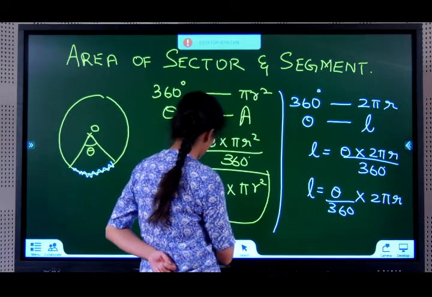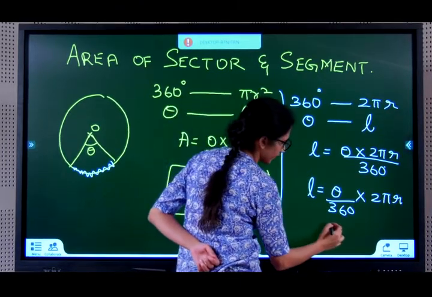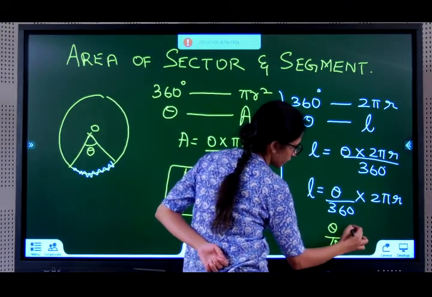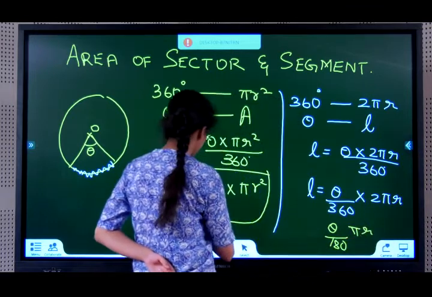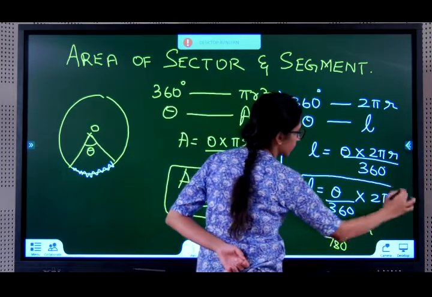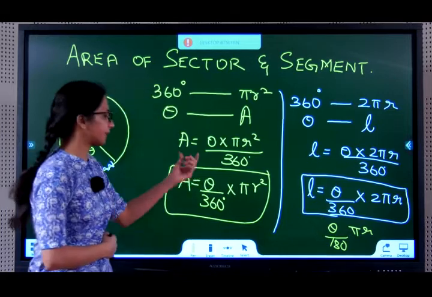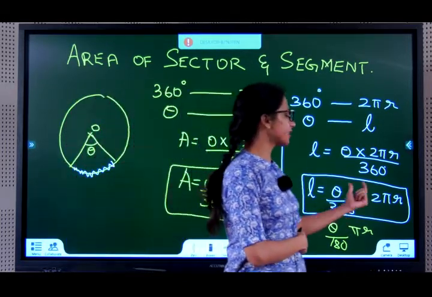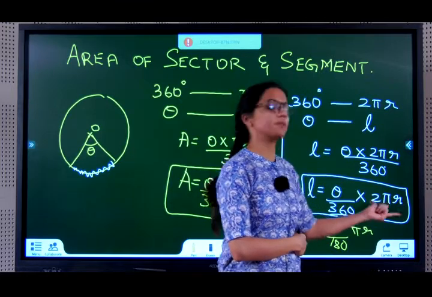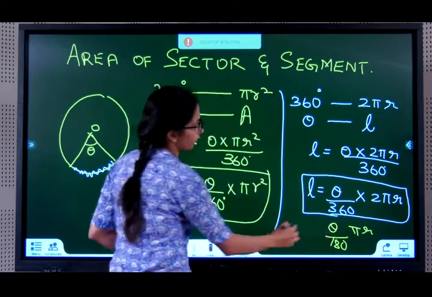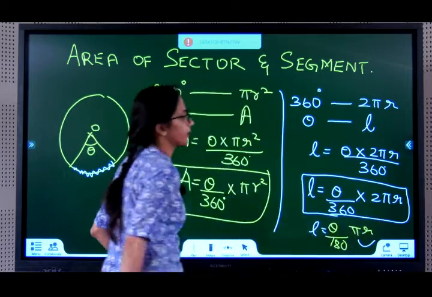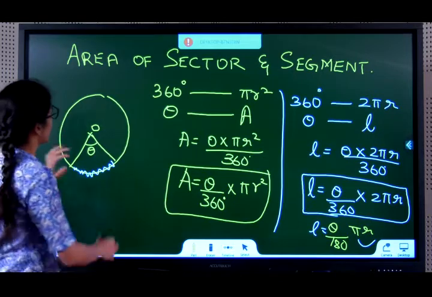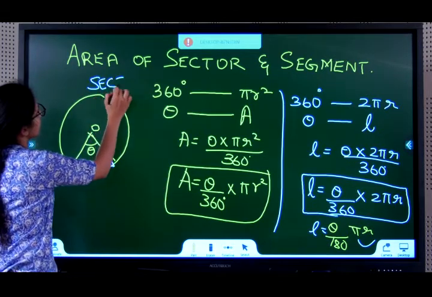In some books you can also find they simplify this further and cancel, 2 ones are 2, 180s are 180, into pi r. This is also fine. I prefer to use this method because there is not much need to learn by heart. Theta by 360, and since you want area, put area pi r square. Theta by 360, and since you want length or circumference, put 2 pi r. You can also use the other formula, it is also correct. So this was all we did for sector.